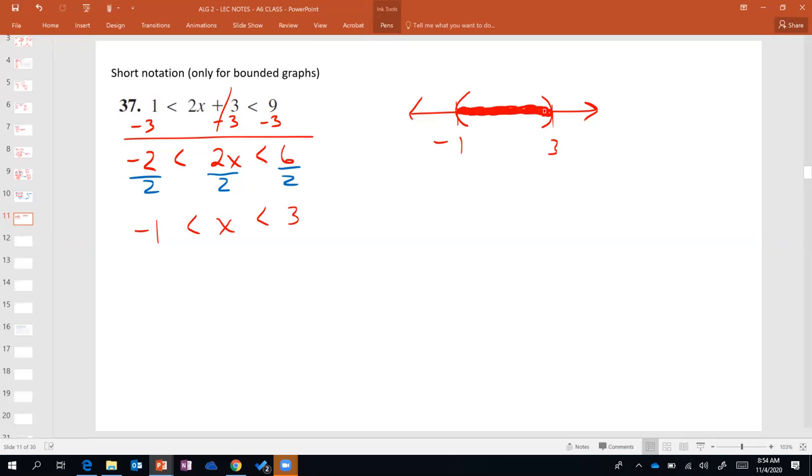It only works for the and stuff. So the number that I'm looking for, the number that I want is between negative 1 and 3, or negative 1 is less than the number that I want, and the number that I want is less than 3. Could be negative half, could be negative 0.99999, right? Could be 0. 2.9? 2.99999.